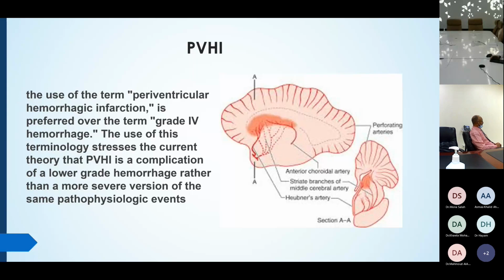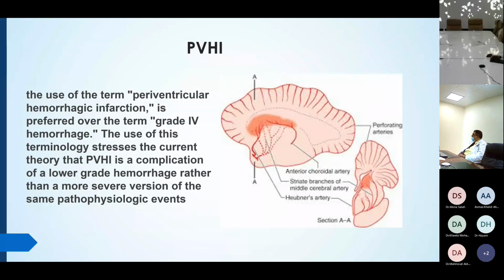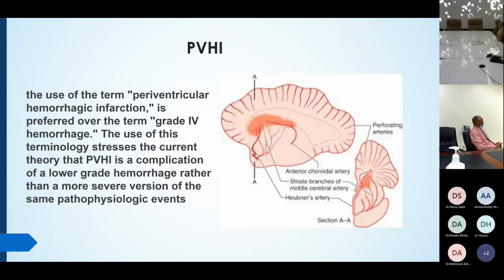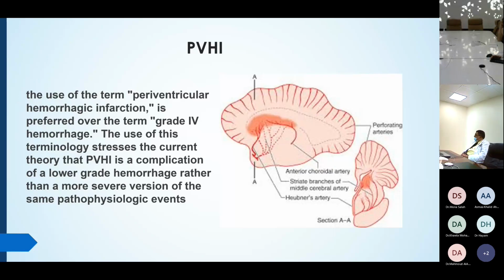The term periventricular hemorrhagic infarction is preferred over the term grade 4 hemorrhage. The use of this terminology stresses the current theory that periventricular hemorrhagic infarction is a complication of lower grade hemorrhage rather than a more severe version of the same pathophysiological event. This means grade 4 can happen even after grade 1 or grade 2. It is not sequentially grade 1, 2, 3, then 4. So it is better to call it periventricular hemorrhagic infarction.